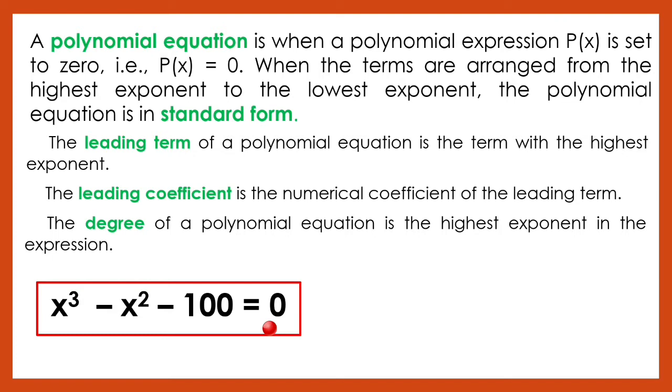Ang polynomial equation ba natin ay nasa standard form? Paano natin masasabi na ang polynomial ay nasa standard form? Kung yung mga terms niya ay naka-arrange from the highest exponent to the lowest exponent. So, ang highest exponent natin is 3, sinusundan ng 2, and then yung ating constant. So, yung ating example is in standard form. Kapag naka-standard form yung ating polynomial equation, mabilis na lang nating ma-identify yung leading term, leading coefficient, and degree.